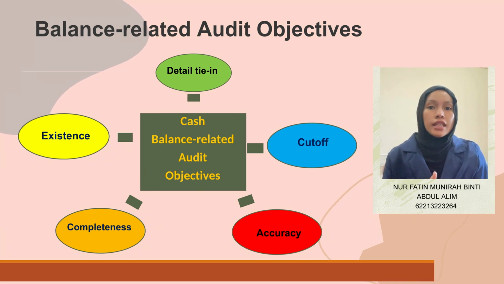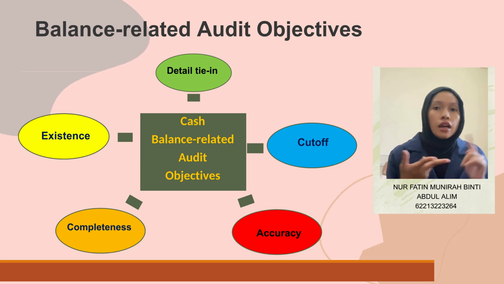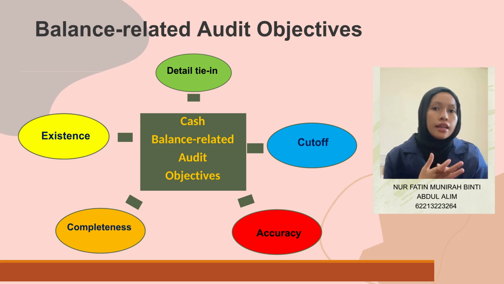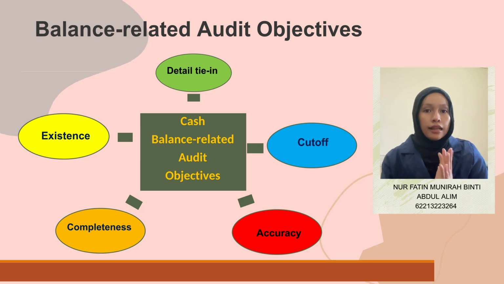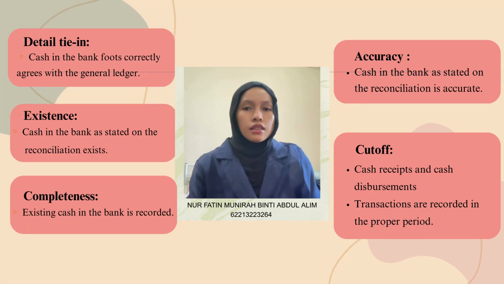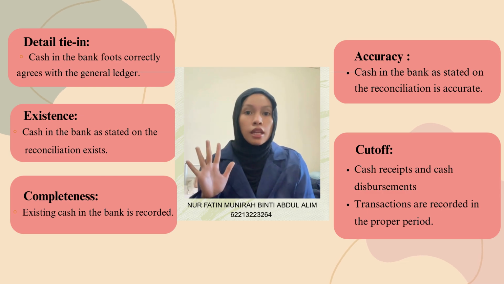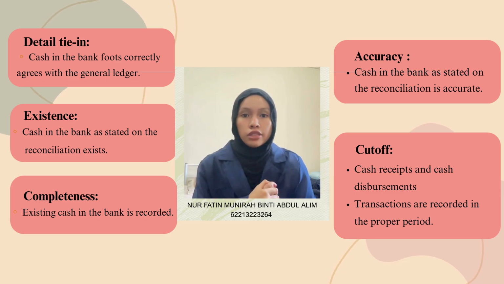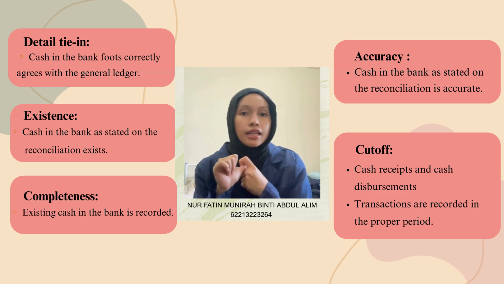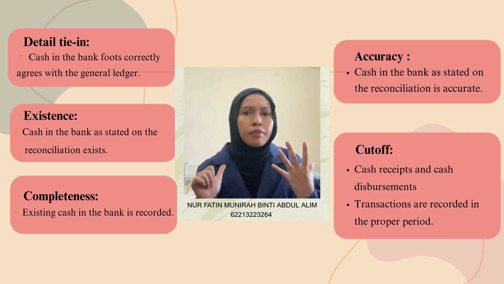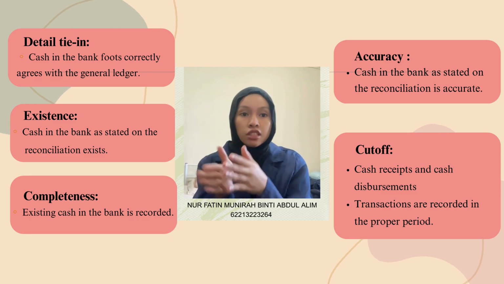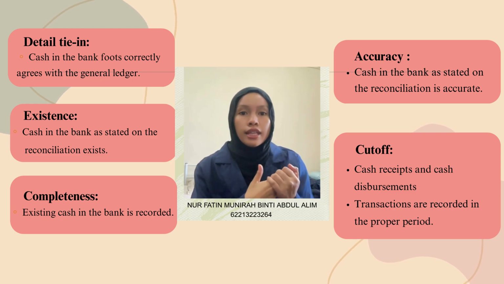Under cash balance related audit objectives, there are 5: the first one is accuracy, the second one is completeness, the third one is cutoff, the fourth one is detail tie-in, and the last one is existence. So in this phase, our detailed testing must address 5 important balance related audit objectives. For the first one, detail tie-in, we make sure the amounts shown in the bank reconciliation match the general ledger and are added correctly.